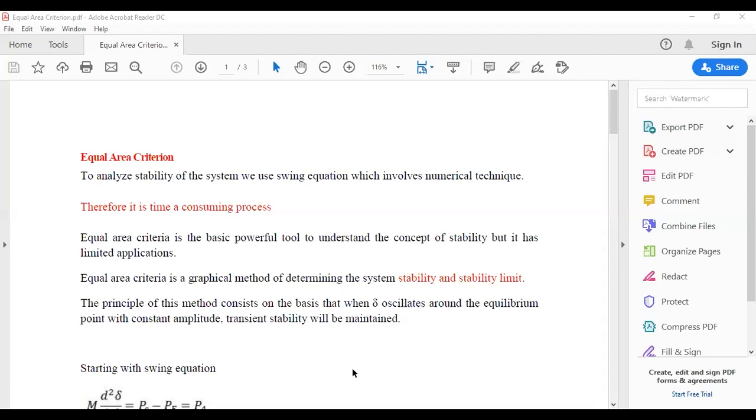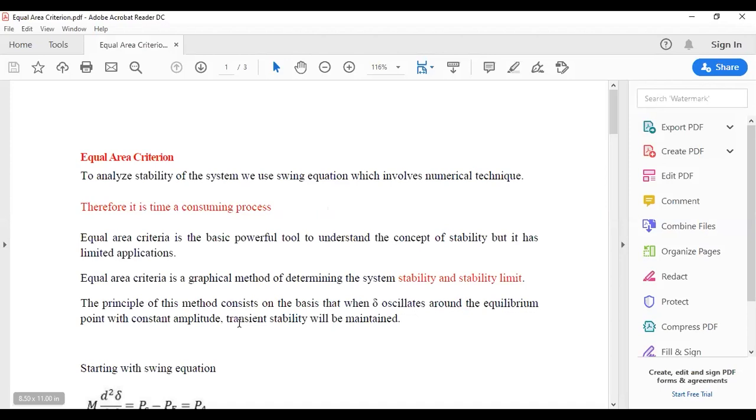Let me show you something here. Suppose the variation of delta is in this region. Is the screen visible? Yes, ma'am. Okay, from this point to this point, suppose this is the limit: delta equals 0 degrees to 90 degrees. If delta oscillates between these two, then transient stability can be maintained. That is the case when delta oscillates around the equilibrium point, meaning if due to a heavy load change or a fault, transient stability arises, delta changes.